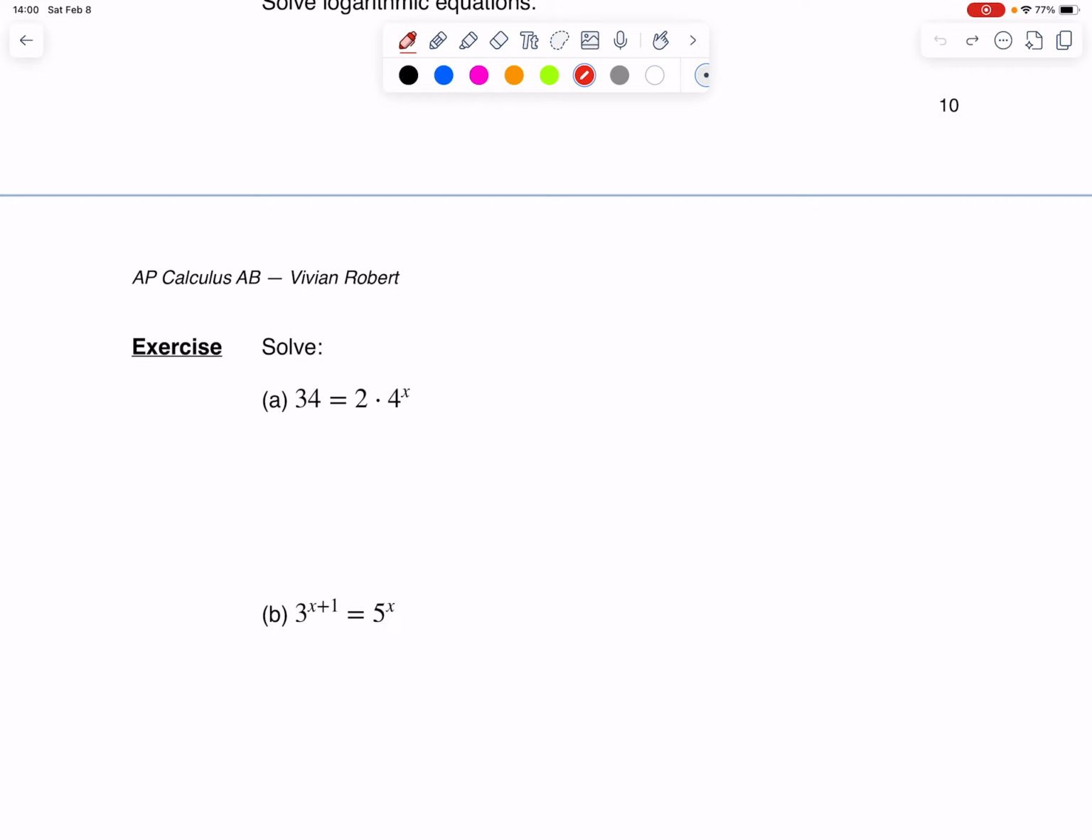With this first equation, there's a few ways we can do that, but probably the most efficient is to start by dividing by 2 on each side. So we get 17 equals 4 to the x. Now I'm going to flip this equation and write it as 4 to the x equals 17, because this is the way we kind of practiced doing this spiral thing. That is the same as saying log in base 4 of 17 equals x.